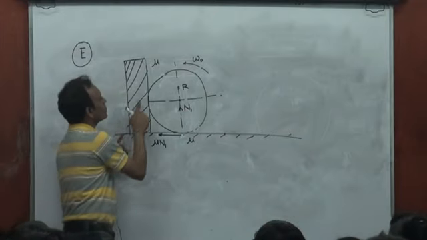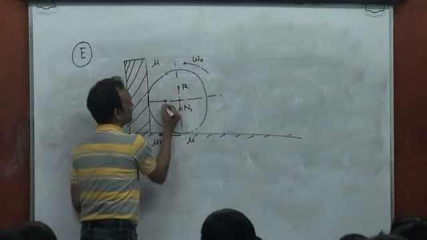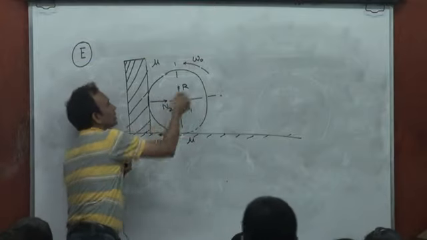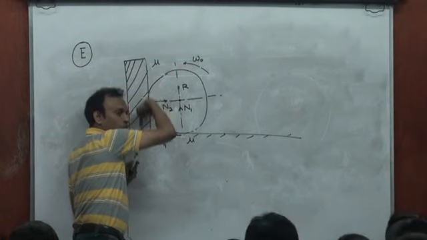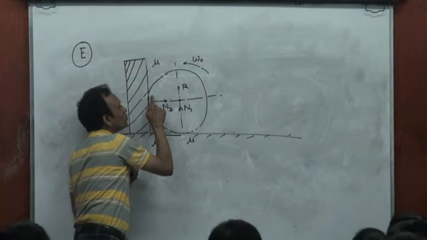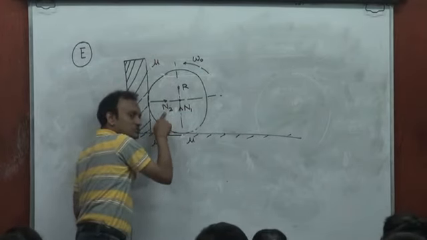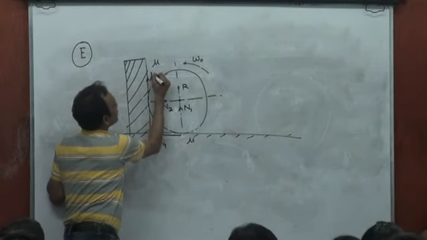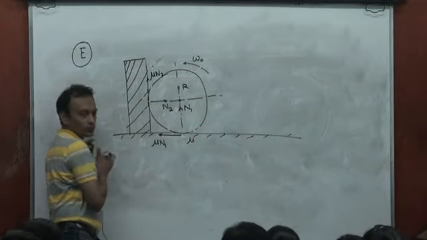Now, there is a normal reaction from this surface, call it N2. Because of this omega, this point has a downward velocity, R omega, yes or no? So the frictional force at this point on the rigid body will act upwards and would be kinetic in nature, approximately equal to mu N2, upwards.